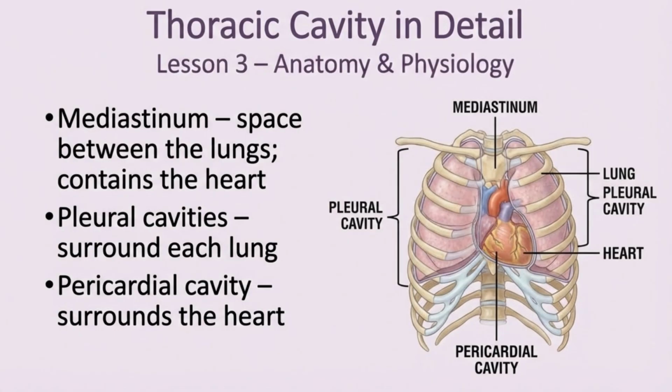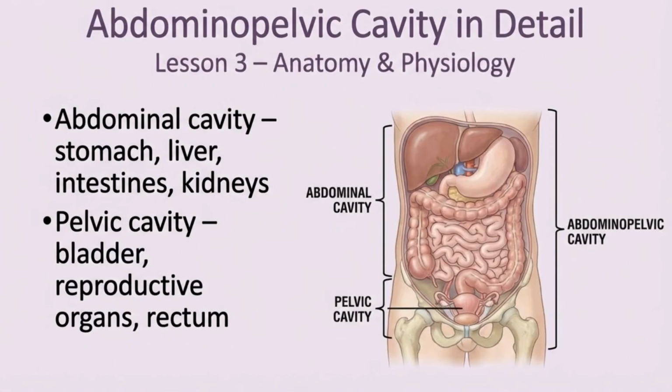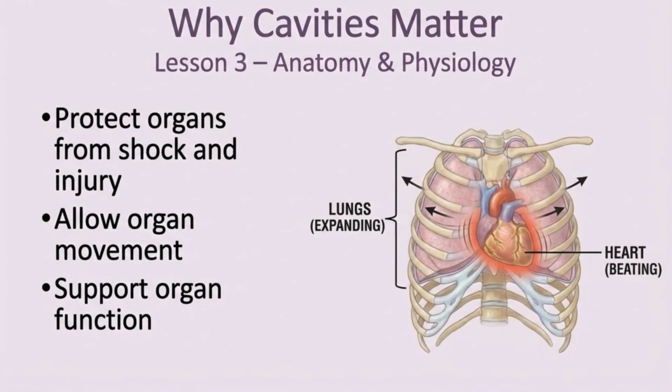The thoracic cavity is divided into smaller spaces. The pleural cavities surround the lungs, the pericardial cavity surrounds the heart, and the mediastinum is the space between the lungs that contains the heart. The abdominopelvic cavity contains many vital organs. The abdominal cavity holds organs like the stomach, liver, intestines, and kidneys. The pelvic cavity contains the bladder, reproductive organs, and rectum. Cavities protect our organs from injury, allow them to move as needed, and provide space for them to function properly.